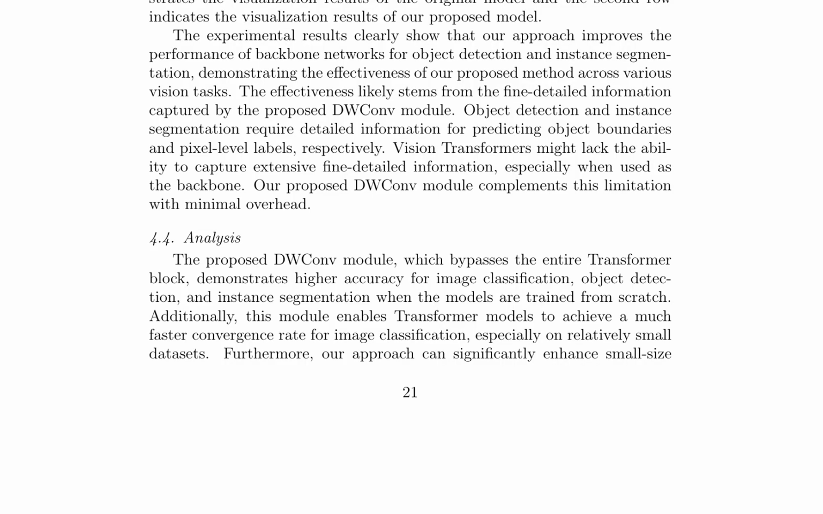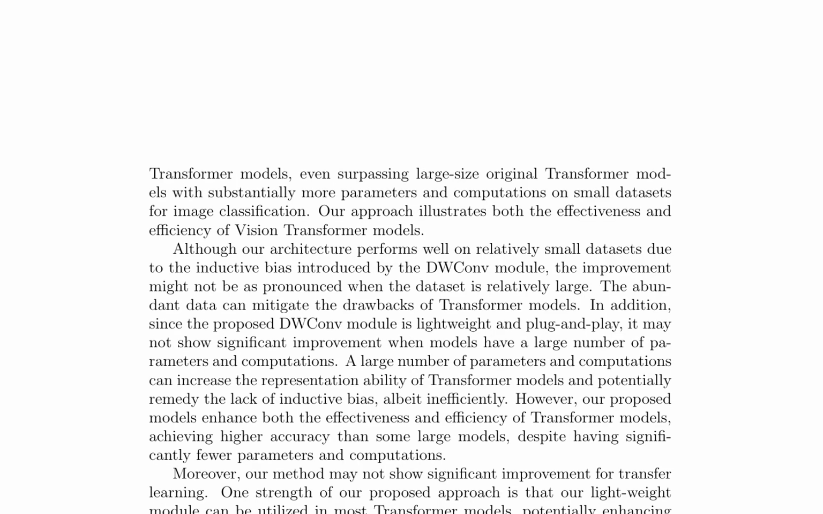The proposed DW-Conv module complements the limitation of vision transformers in capturing fine detailed information, which is crucial for object detection and instance segmentation tasks. The visualization results in Figure 7 illustrate the improvement in detecting small objects and predicting accurate boundaries using our approach with Mask RCNN. The analysis indicates that our approach not only enhances the accuracy but also enables faster convergence rates for image classification, particularly on relatively small datasets.